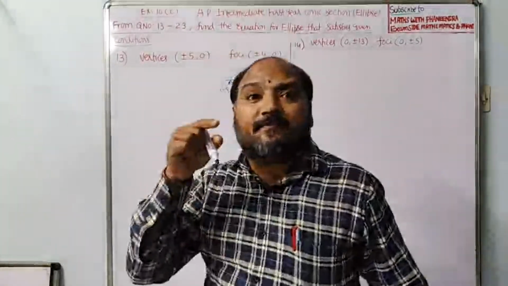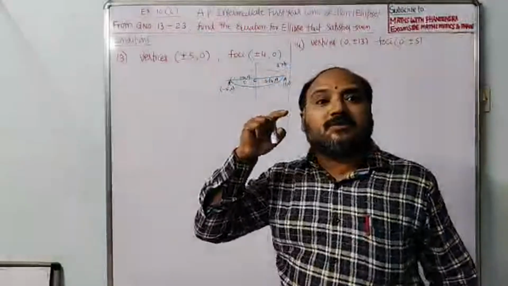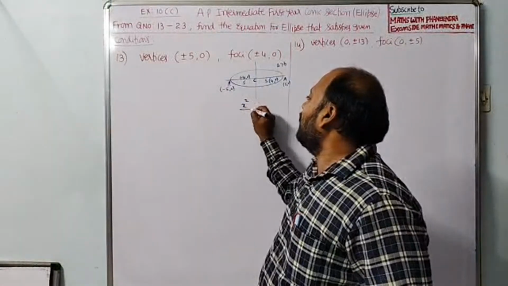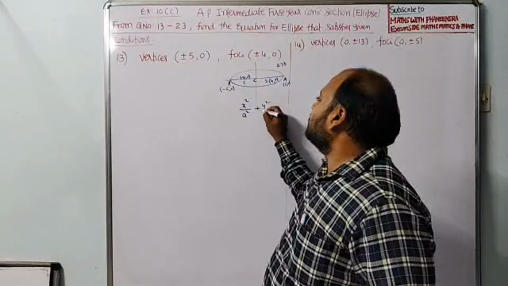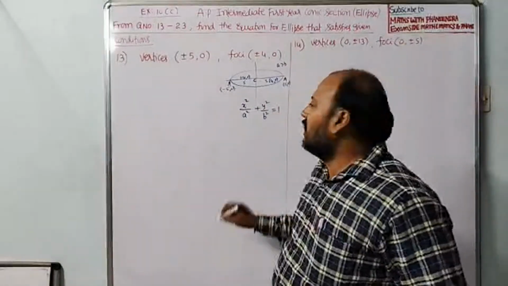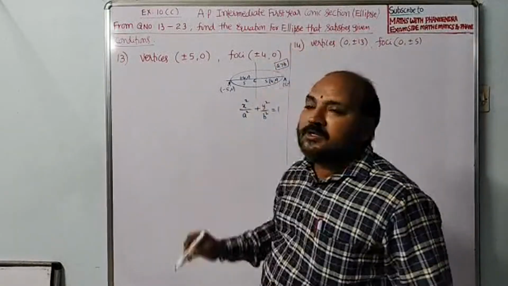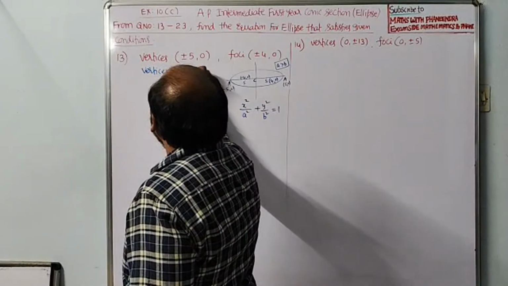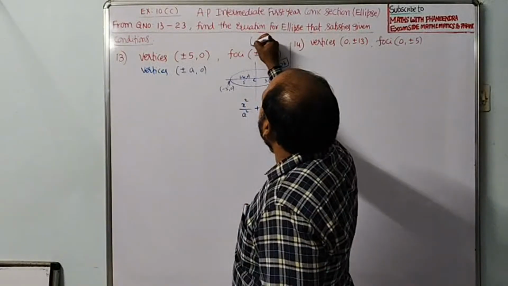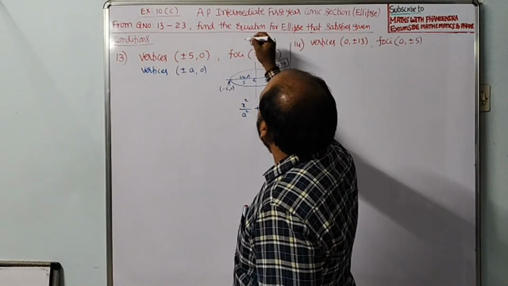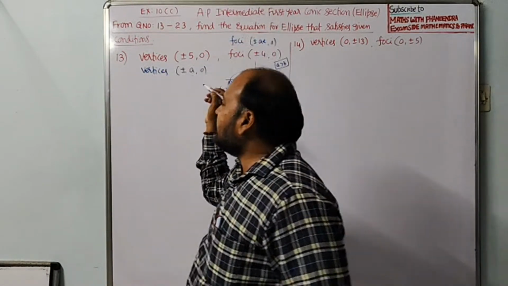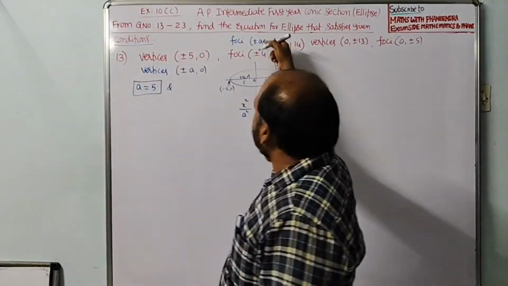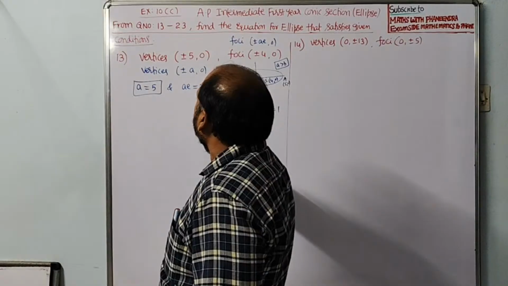Whenever the y coordinates of vertices and foci are zeros, the equation of ellipse is in standard form: x square by a square plus y square by b square equal to 1. Clearly a is greater than b. See, first vertices compare with plus or minus a comma 0. Foci compare with plus or minus ae comma 0. So from this data, a is equal to 5 and from this data, ae is equal to 4.